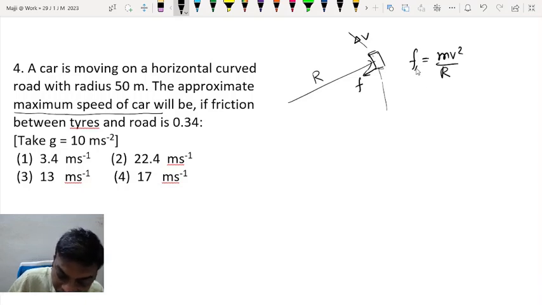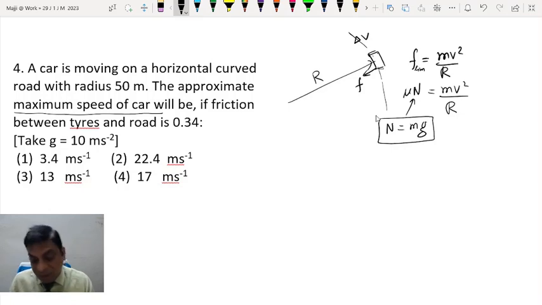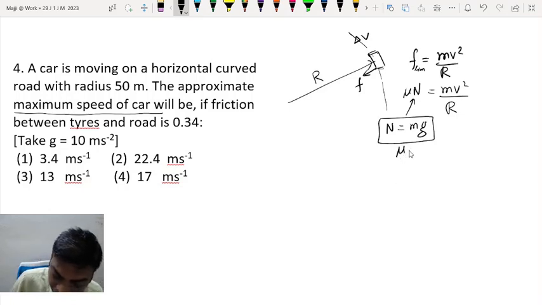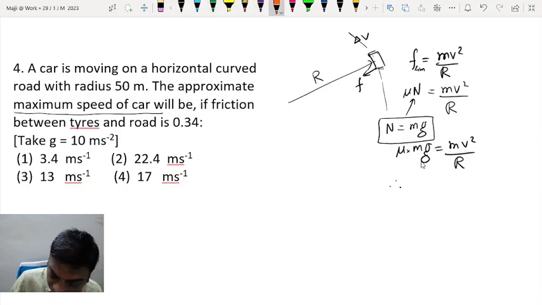If that be the case, then the friction has to be limiting friction, and limiting friction will be mu into normal reaction. Considering the vertical equilibrium of the vehicle, we can write N equal to mg. So mu into mg will be equal to m v square by r. From here, we can get the expression for maximum speed. m gets cancelled, so the maximum speed will be under root mu g r.